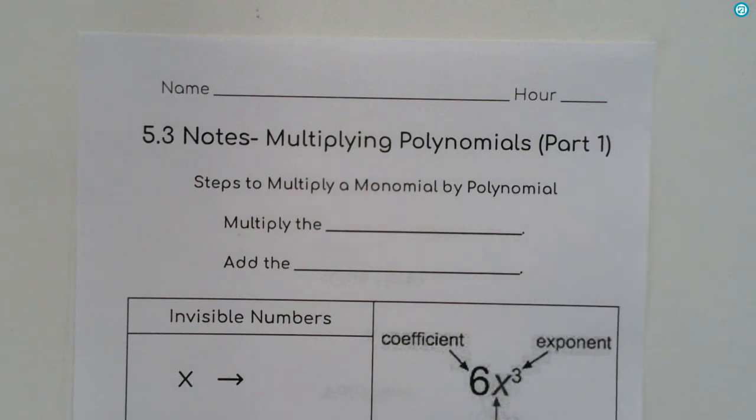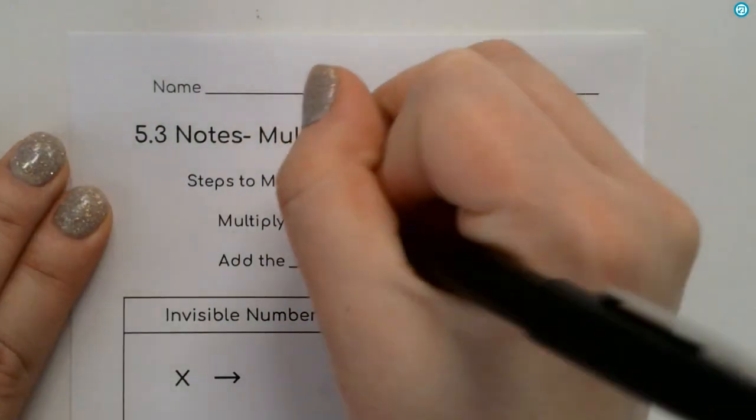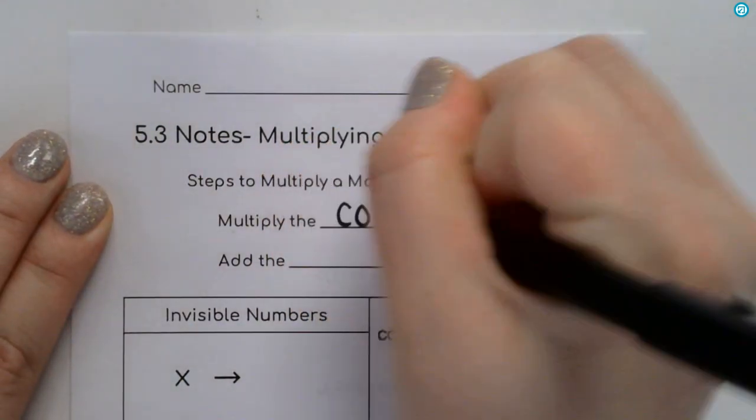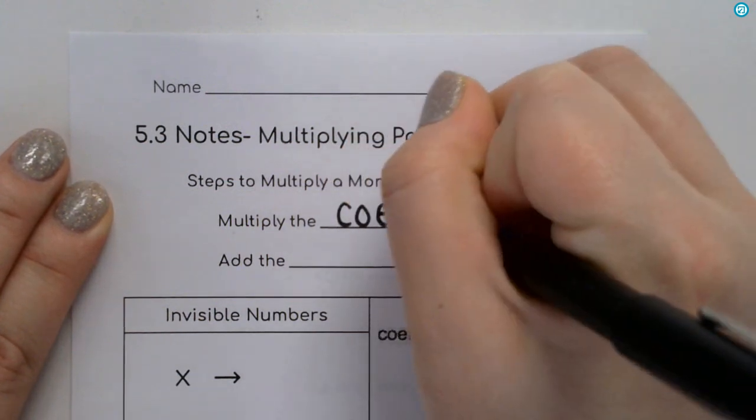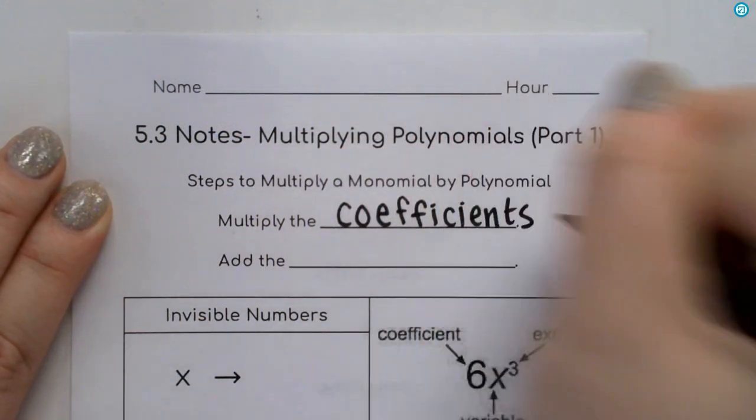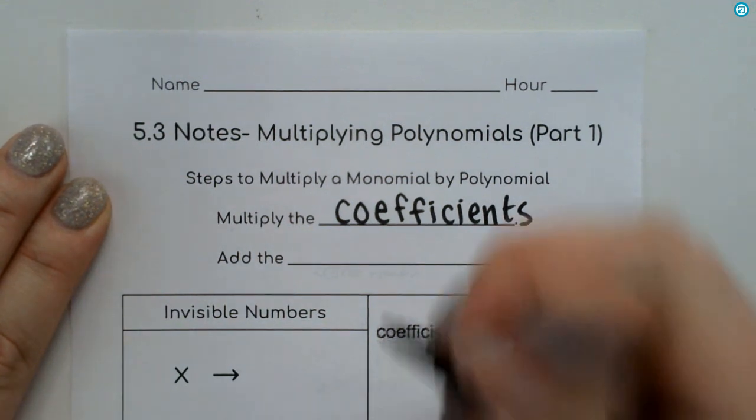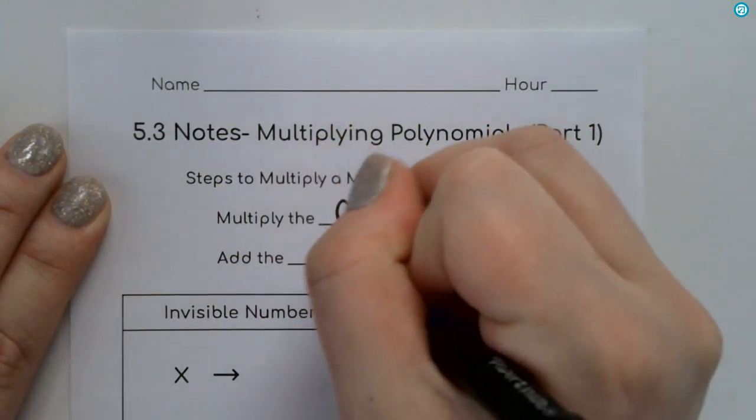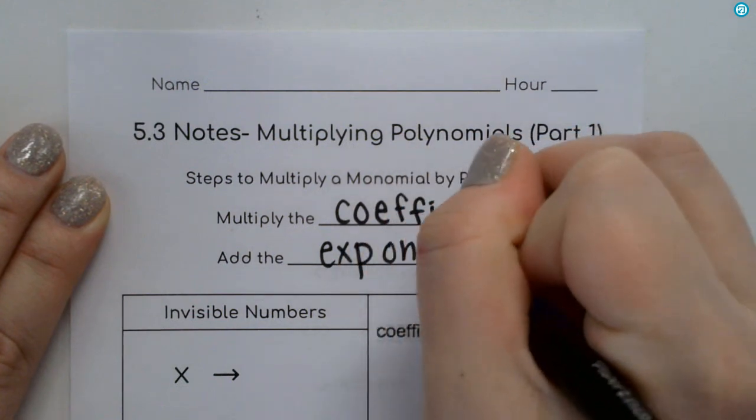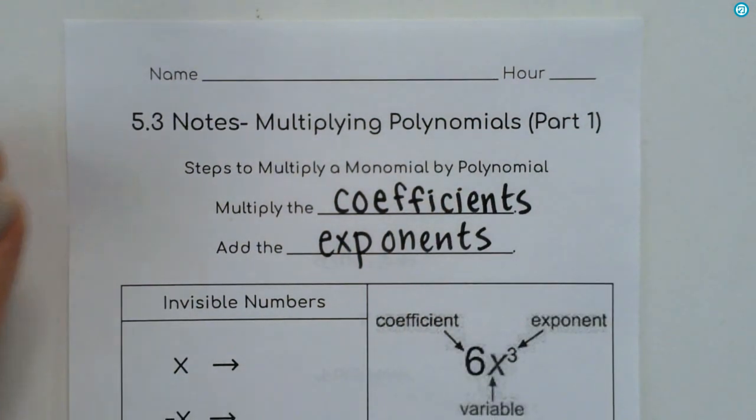When we multiply, we multiply the coefficients, and we add together our exponents. So we multiply the coefficients and we add together our exponents.